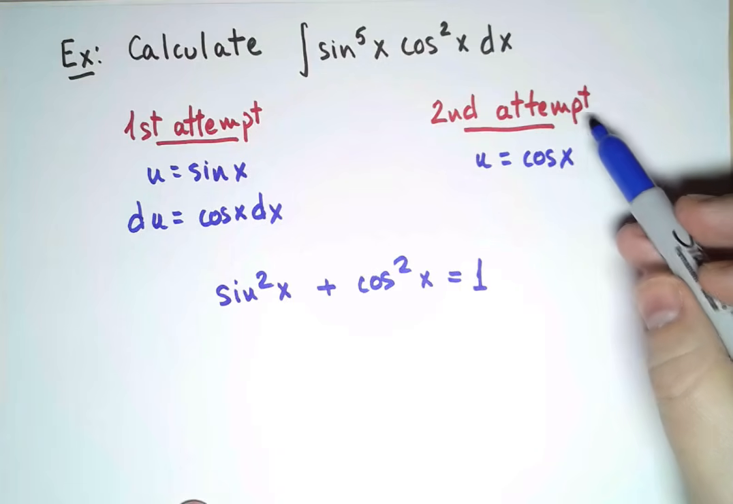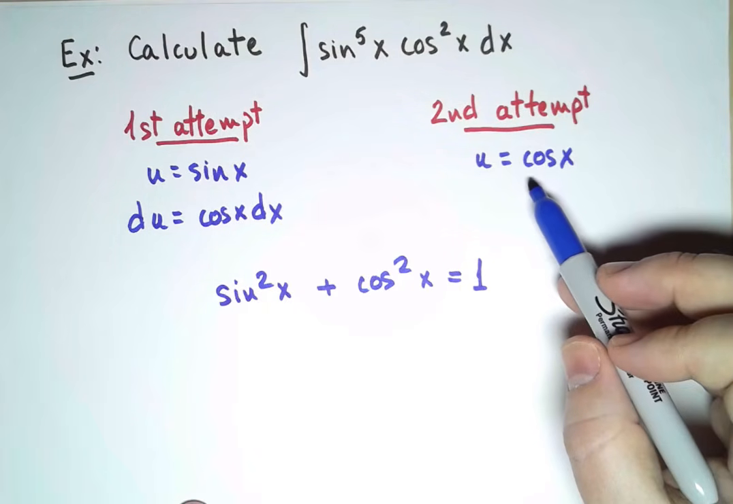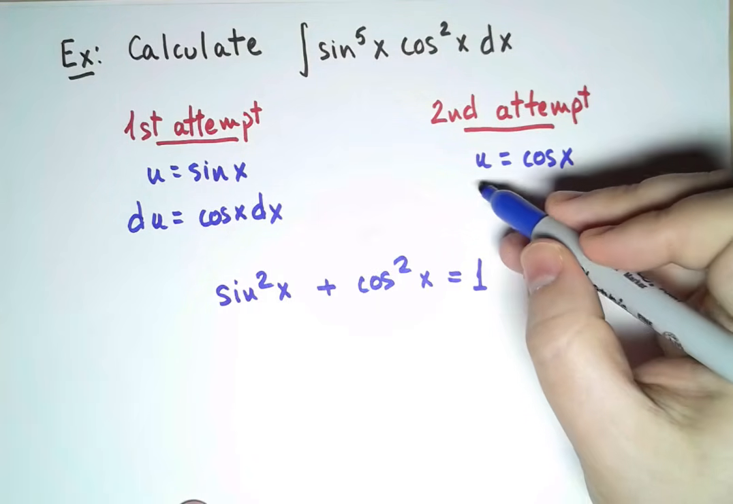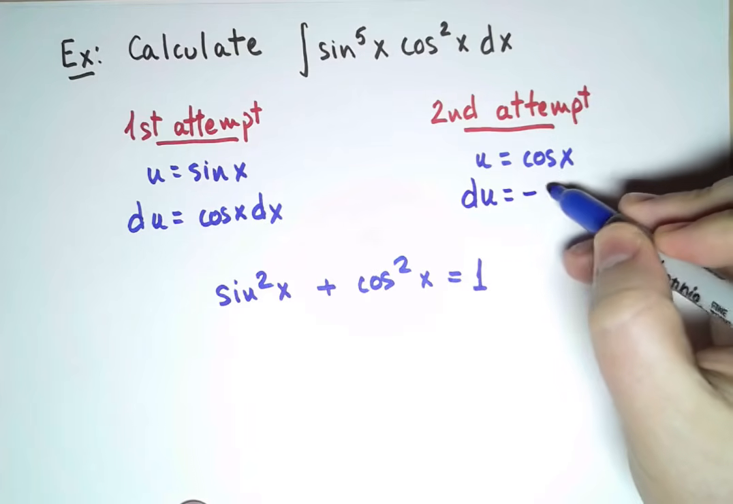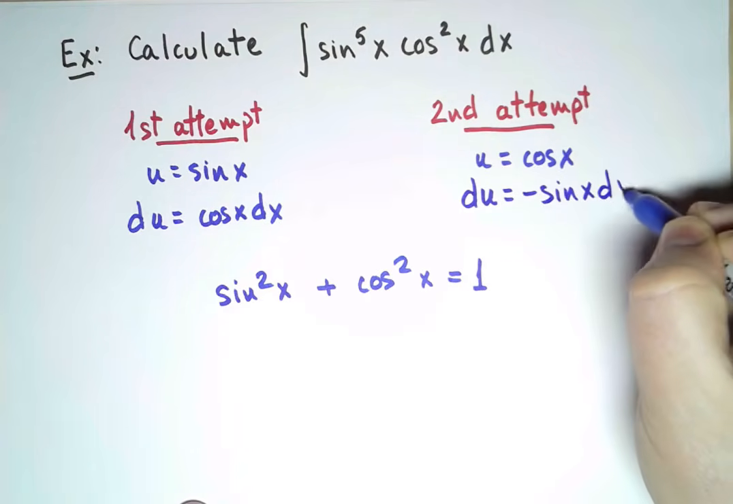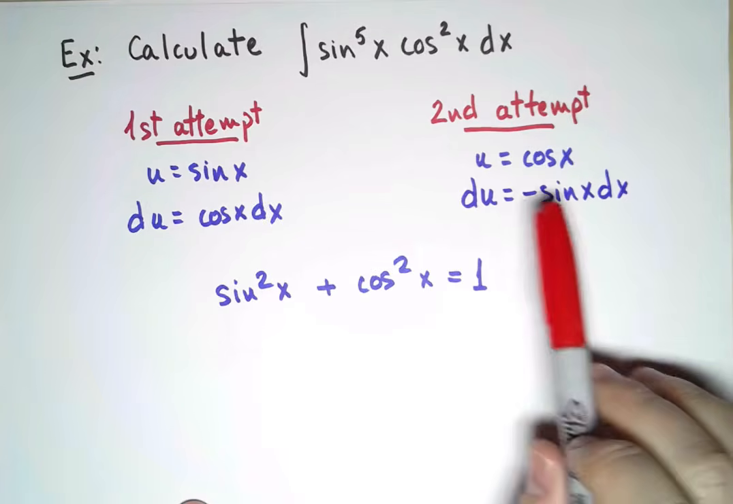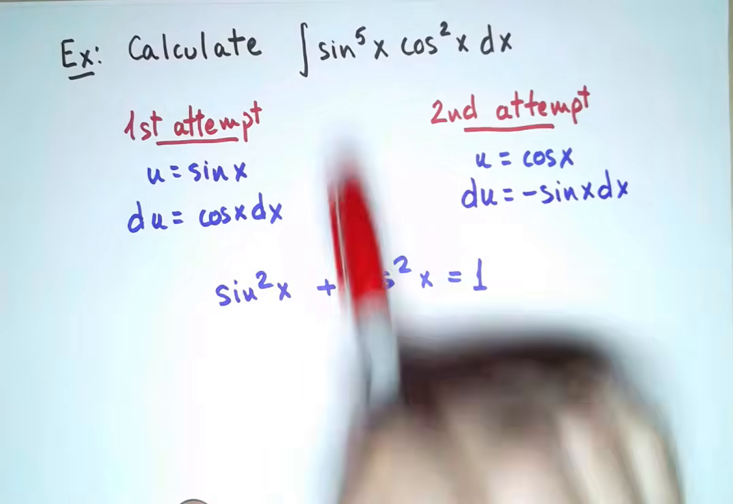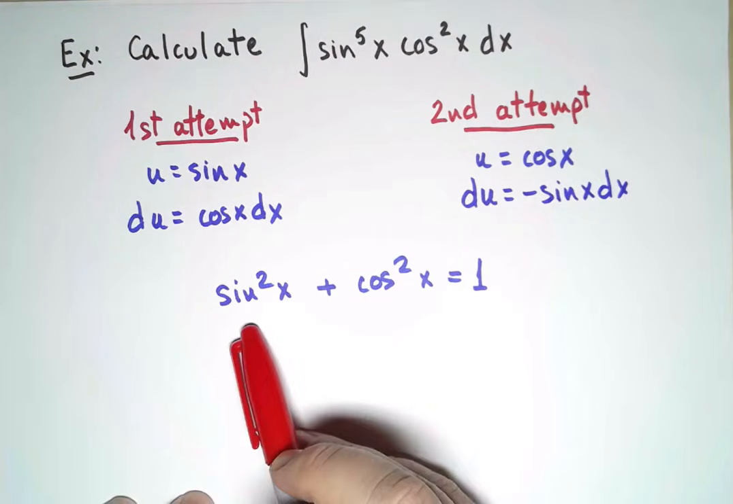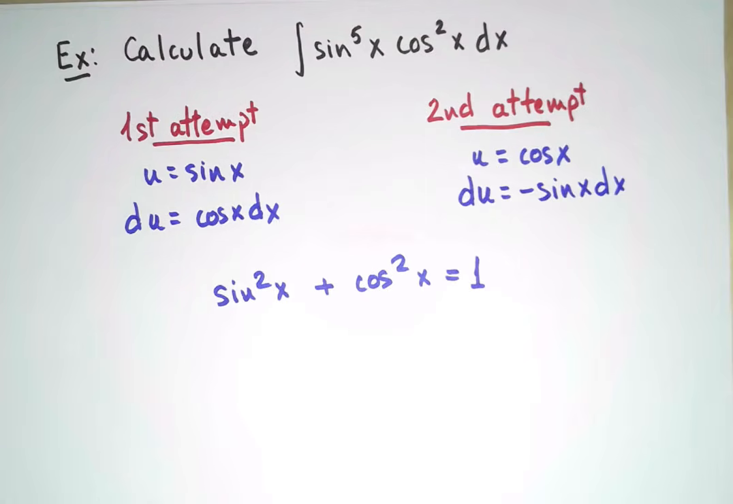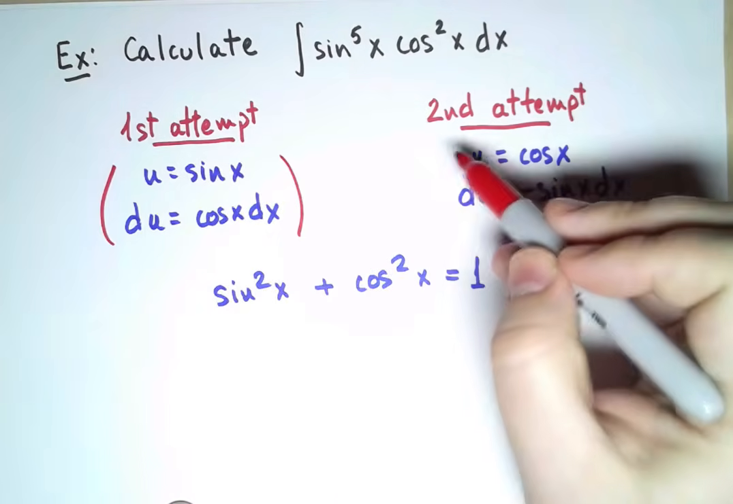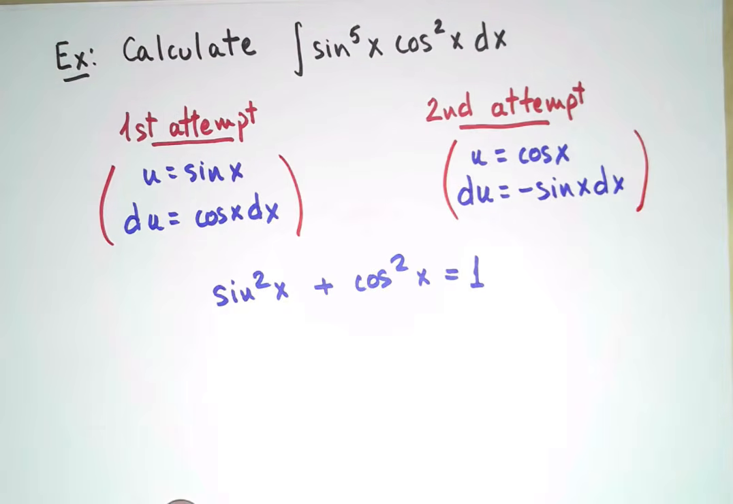In my second attempt, I'm going to start using cosine as my new variable through the substitution, and then I need to change the differential. The du will be minus sine x dx. And again, I will need one sine for the differential. I have 5, so I will be left with 4. The other sines will be transformed into cosines using this identity. Which one will work best?